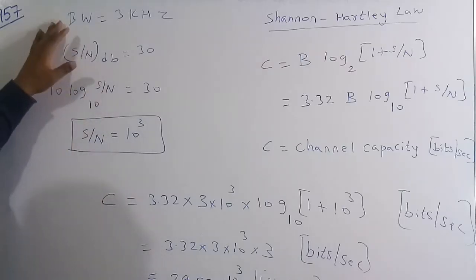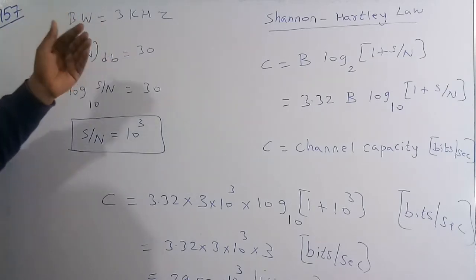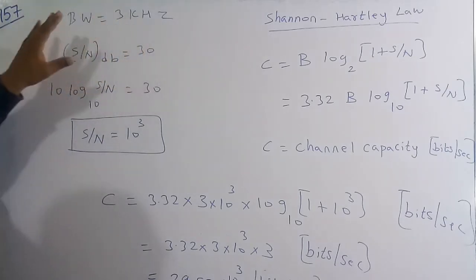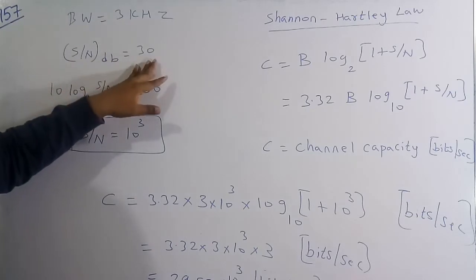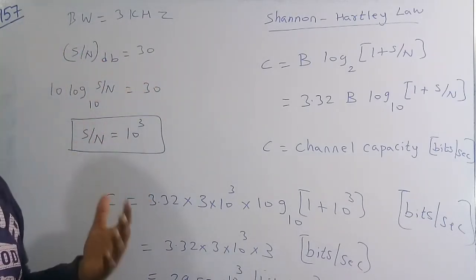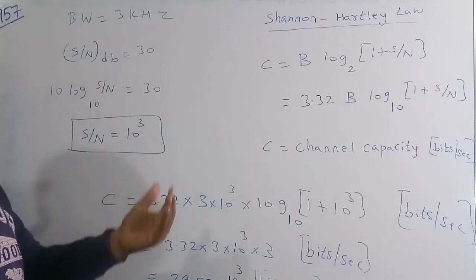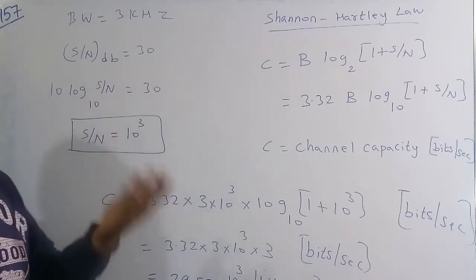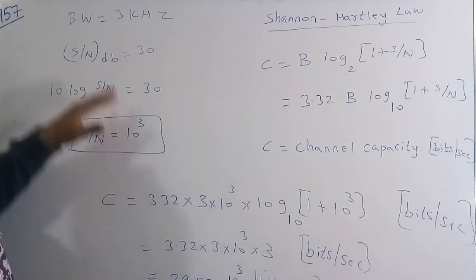In this question they are given a telephone line with a bandwidth of 3 kHz and a signal to noise ratio in dB of 30. Based on this we have to find the information rate. It indicates how many bits per second are being transmitted with the help of this channel. Here this is in terms of dB.